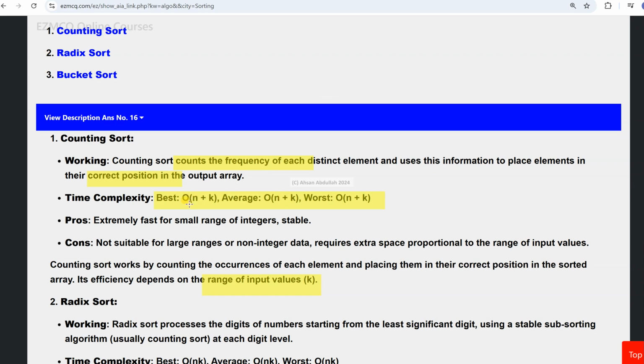It works extremely fast for a small range of integers. Extremely fast. How come? Because then it becomes order n. You cannot sort faster than order n; you must look at each number directly or indirectly. So it is extremely fast and it is stable also, so the relative order does not change. Okay, so let's move ahead.